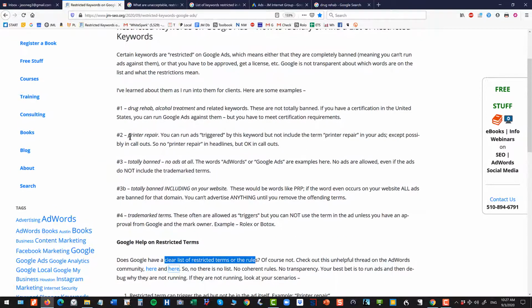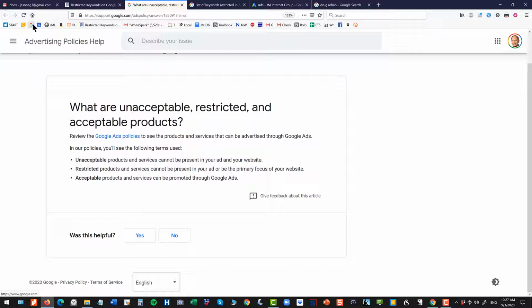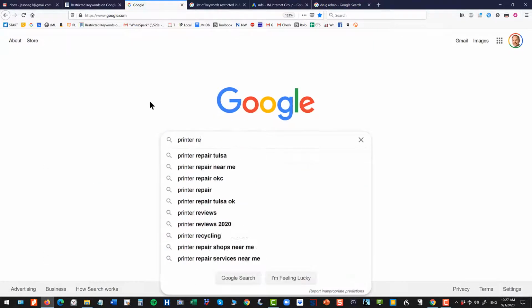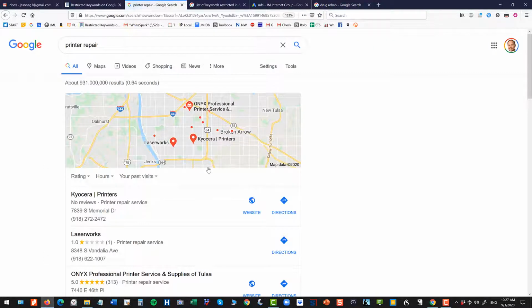So now there are other types of terms. Printer repair is a really interesting one. On printer repair, if you do a search for printer repair, you will often see ads.